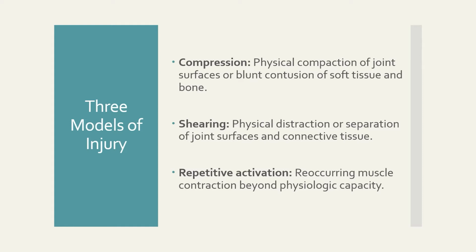The first one is a compressive type injury. That means a physical compaction of a joint. In other words, we jam the joint up, or we contuse soft tissue or bone. A good example would be we fall off a bike, we put our arm out to stop ourselves, we jam the wrist up, maybe we bruise the bottom of the hand, we possibly might even bruise the bone. So compression is certainly something that we see a lot in our office. The second one is shearing.